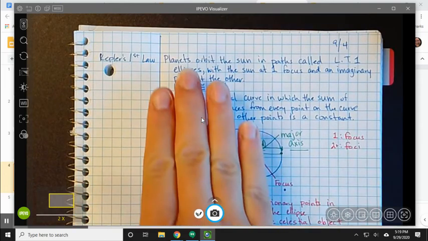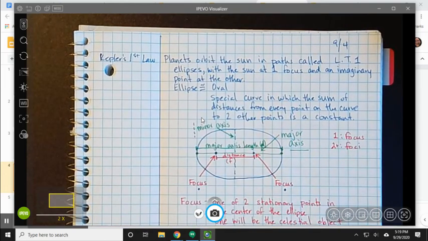So planets orbit the sun in paths called ellipses. The sun is going to be found at one focus, and there's going to be an imaginary point at the other. You'll want to write, this is what your notes will look like as well. I'm going to move through these. Feel free to pause as you need to.